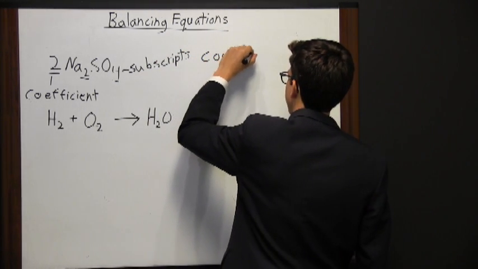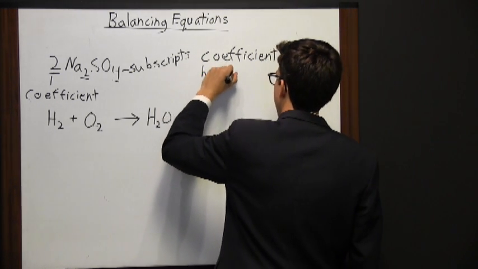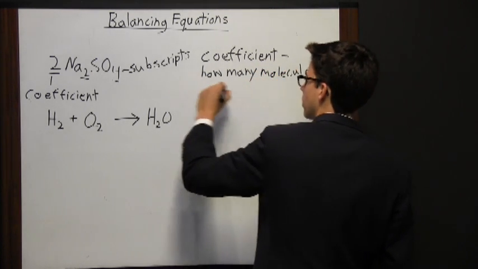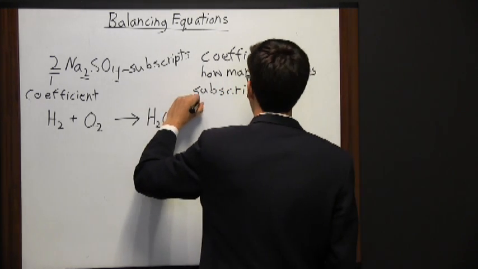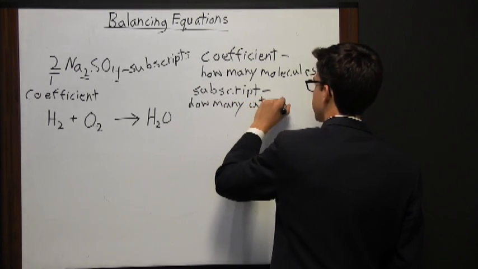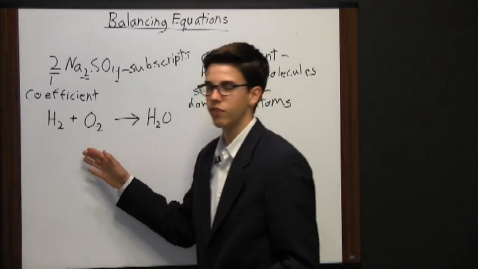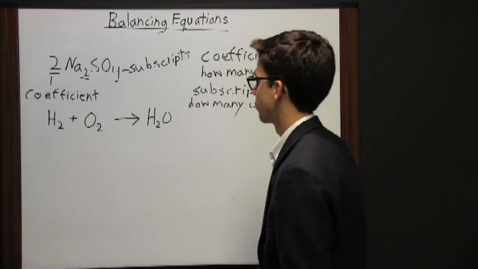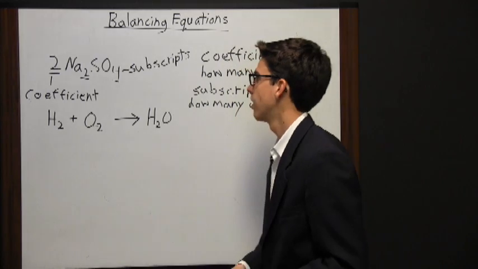So a coefficient tells how many molecules, and a subscript tells how many atoms. And so when you're trying to balance a chemical equation to make sure you have the same number of each type of atom on the left and right side of the equation, you cannot change the subscripts, because the subscripts control how many atoms are in that molecule. And so that's the particular makeup of that molecule.